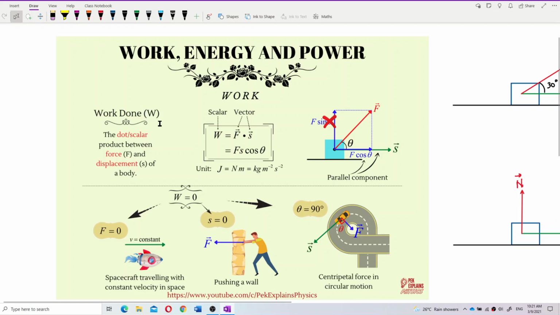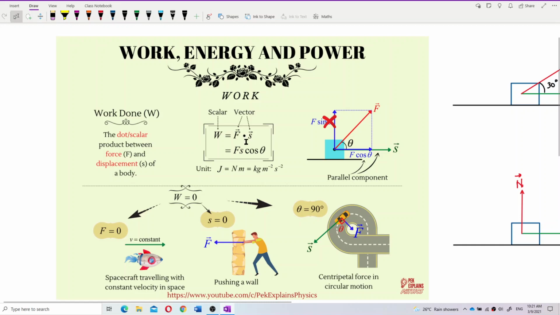It has the symbol W. The definition of work done is the dot or scalar product between force and displacement of an object. So the formula for work done is W equals F dot S, or Fs cos theta.